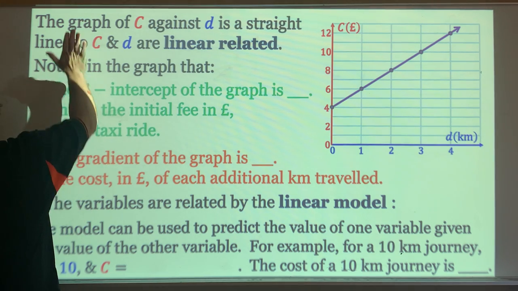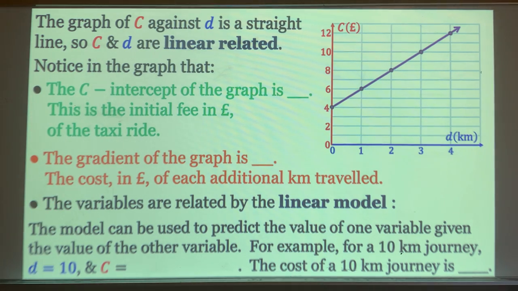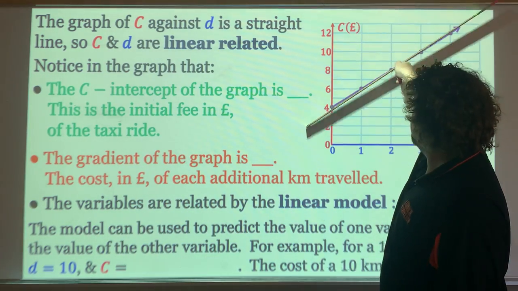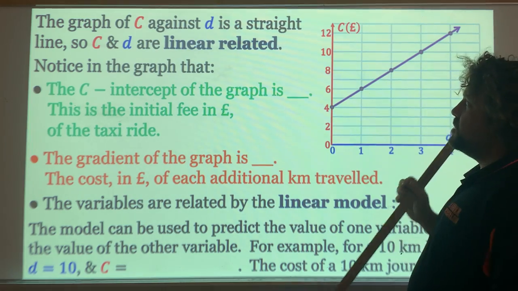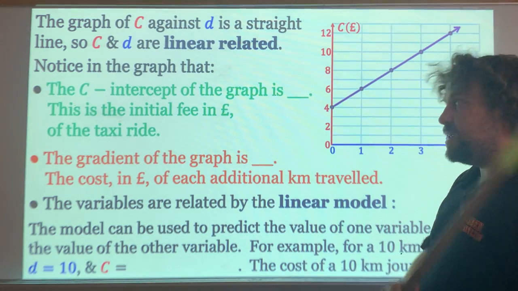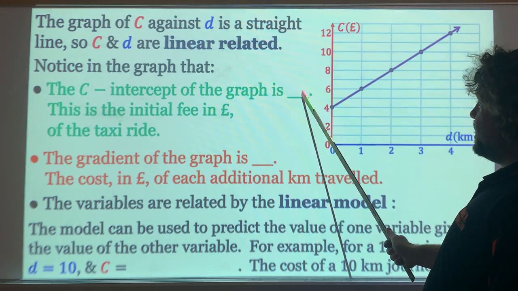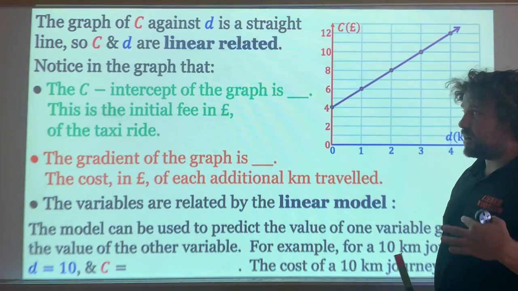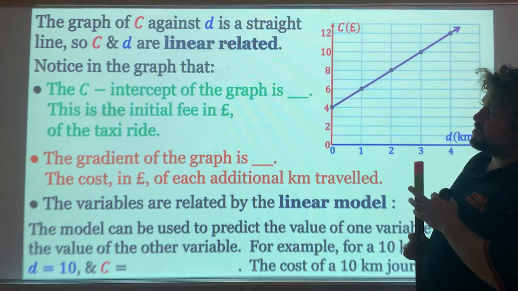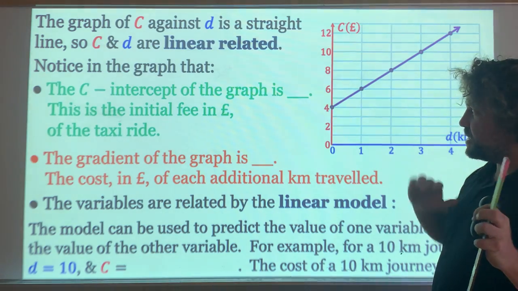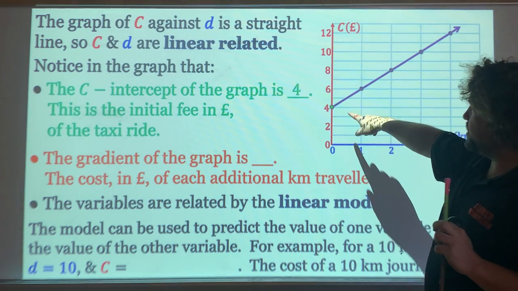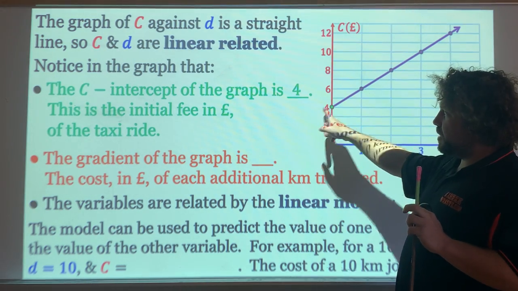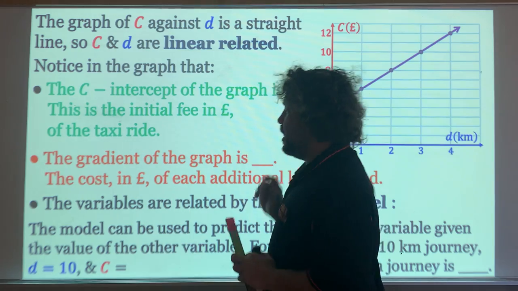Now, the graph of C against D, this is the graph based on the table I just gave you. The graph of C against D is a straight line. Look at it, it hits all those points perfectly. So C and D are therefore linear related. Notice the graph's C-intercept. This is the same as the y-intercept, but since we're solving in terms of C instead of y, we call it the C-intercept. What is the C-intercept of this graph? It's your initial fee. The C-intercept is 4. That's where it intercepts. So when you first start off, it is 4. This is the initial fee in pounds of the taxi ride.